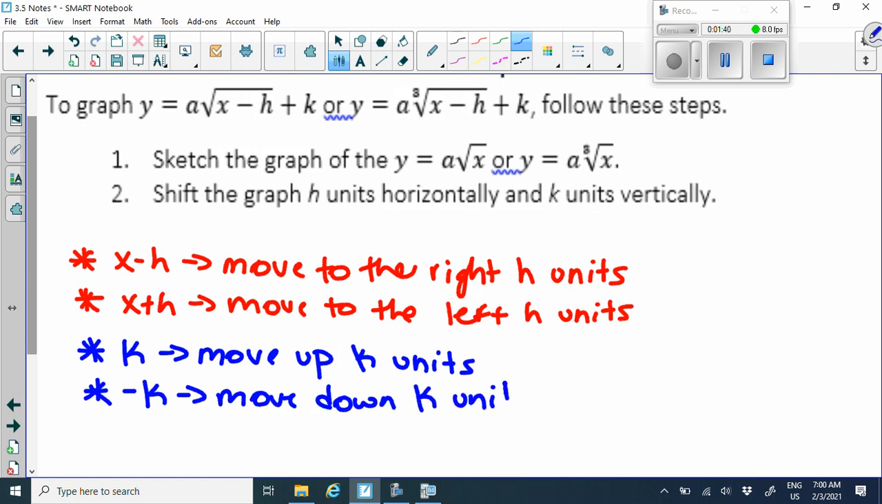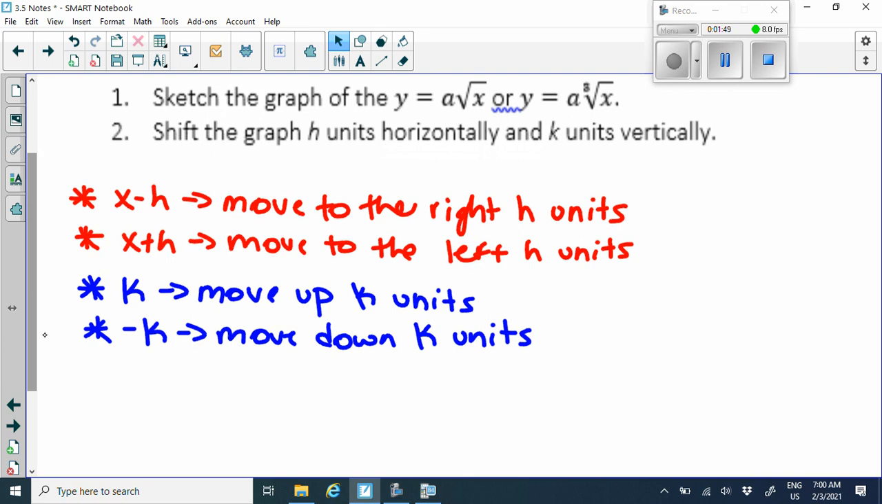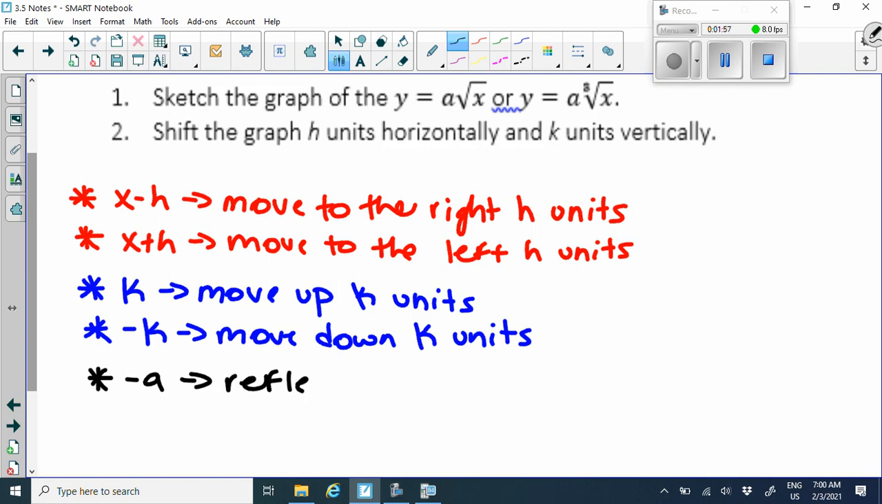Now the a value, okay, remember I talked about two things with the a value. A can tell us if we have a reflection. So if we have a negative a, that means there's going to be a reflection, and that's going to be over the x-axis.